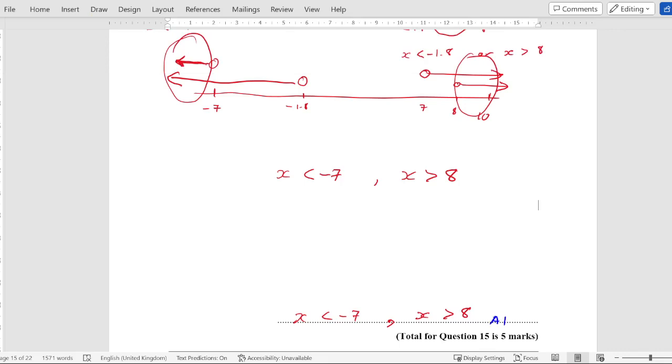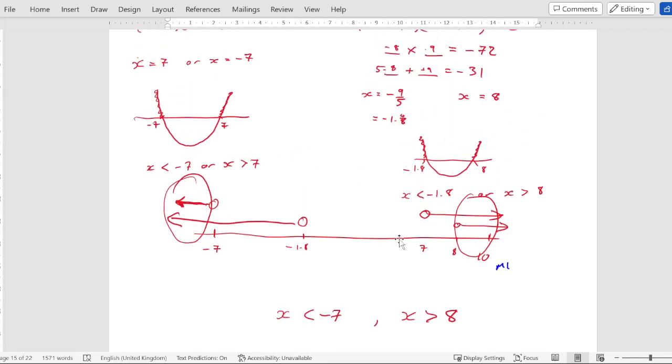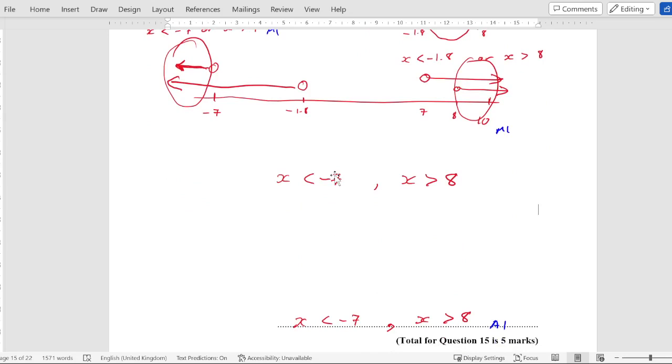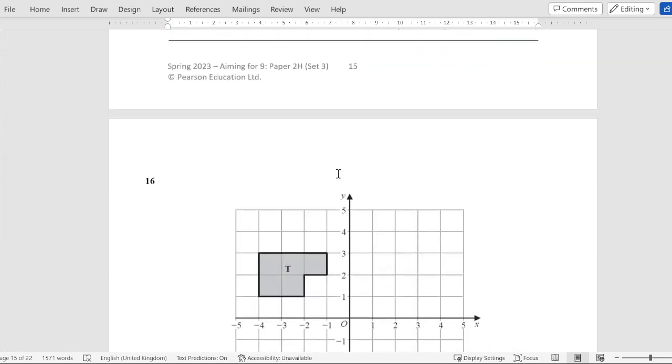So M1 for identifying the correct regions. And then it's suggesting an M1 for at least 2 of the inequalities. So M1 can be awarded there. And M1 for factorising this one. And then an M1 for either factorising, or you could have done it by completing the square, or by the quadratic formula, for the 5 marks. Yeah, there we go.